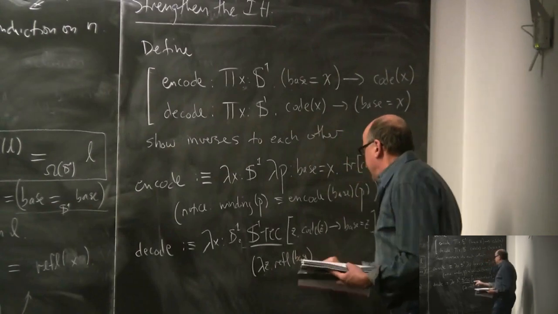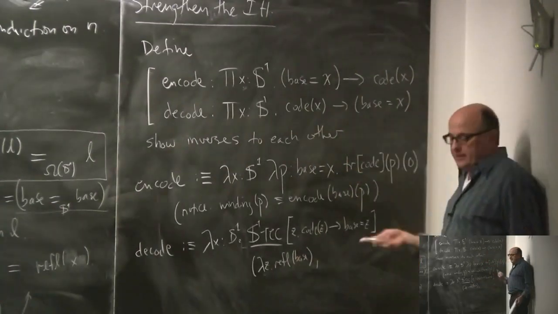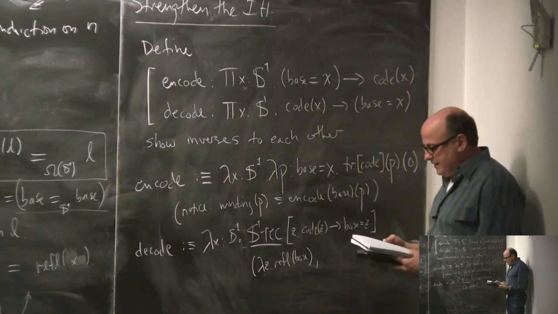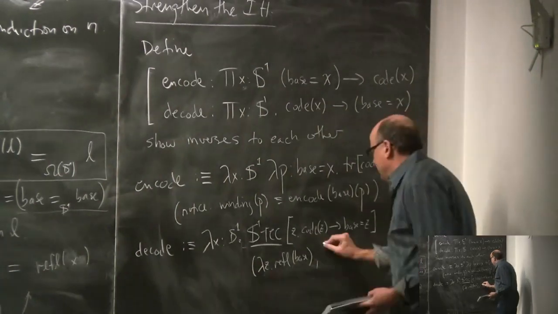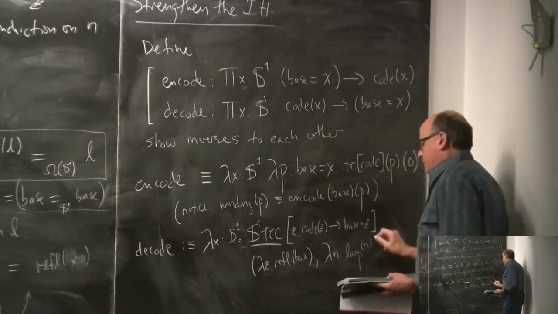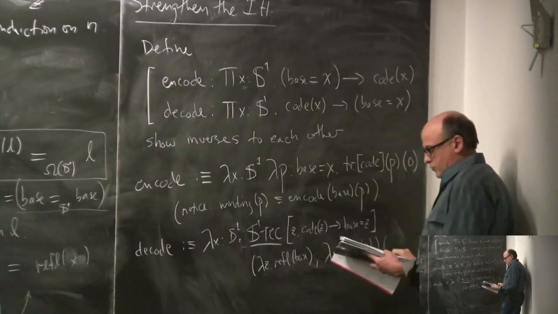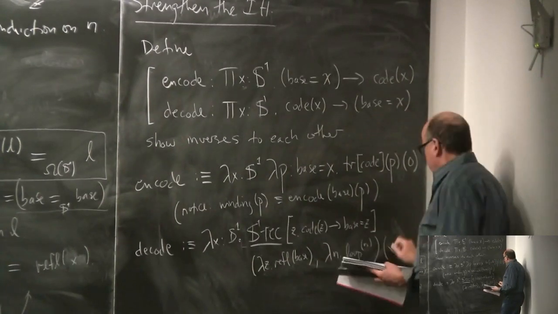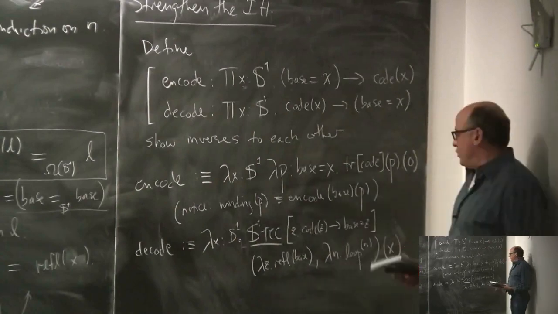And if you work out what that has to be, because of the dependent forms, you'll see how the dependent typing works out. And here we'll write lambda n loop to the n. And then we'll apply that to x. Okay? That's what's important here.